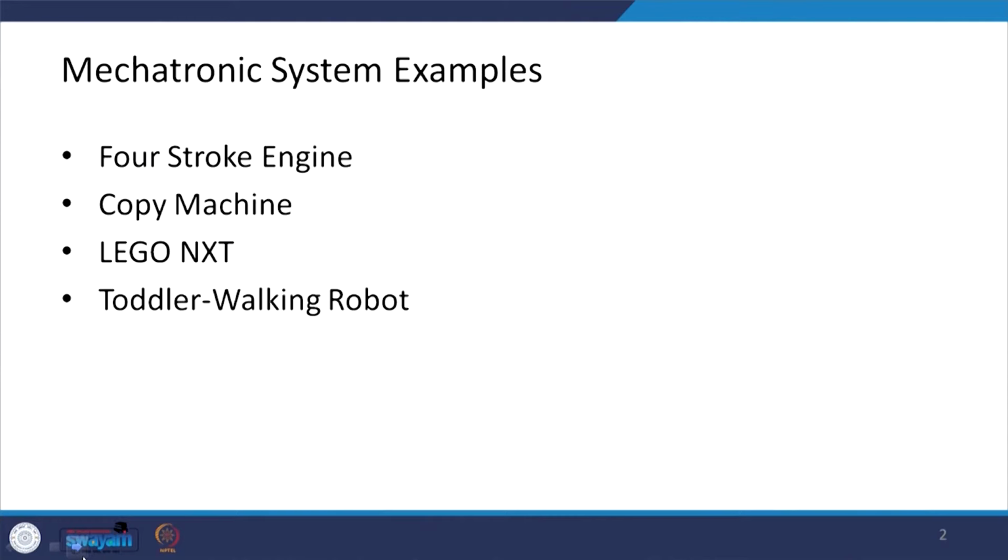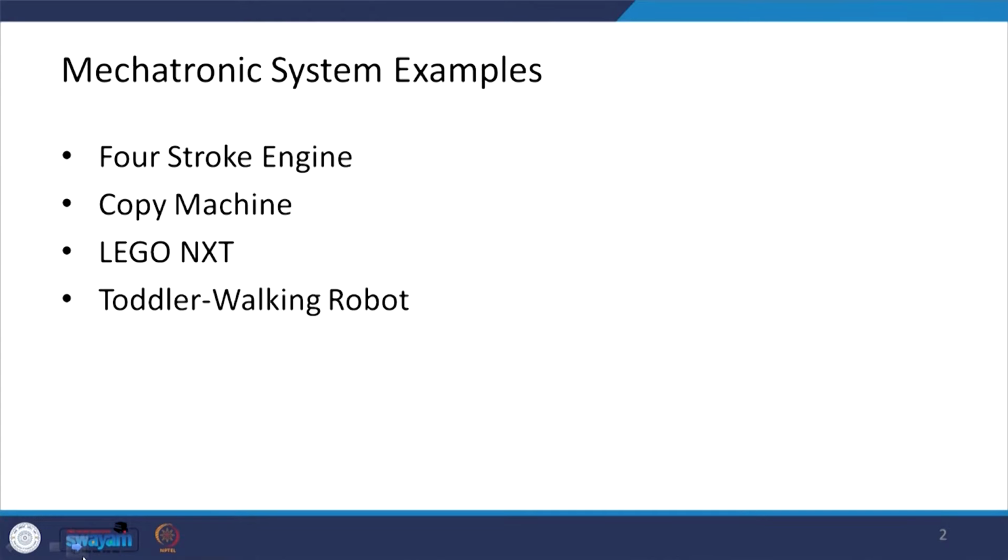So, the first one is a 4-stroke engine, where we will see how mechatronics helps us in making a proper ignition timing and air fuel ratio mixture to be sent to the engine. Similarly, in the second example, a copy machine, we will see the various steps in copying, and how mechatronics helps us in doing all those steps.